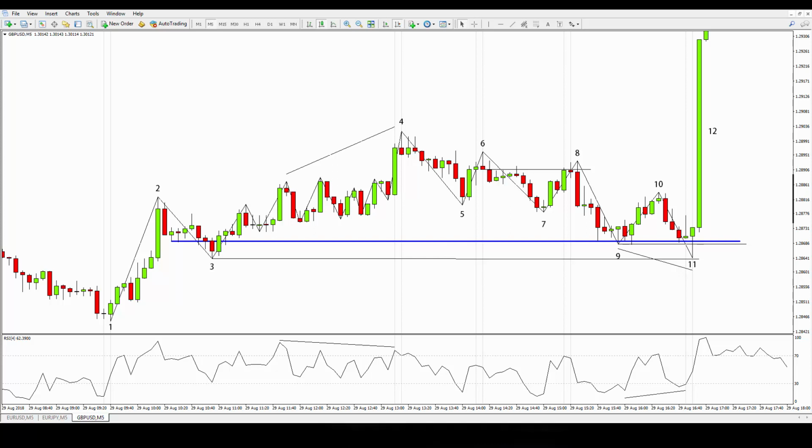In this chart we can observe two major flows very clearly. The major upward flow goes from number 1 to number 4, and the major downward flow goes from number 4 to number 11. Notice that between number 3 and number 4 we have several small higher highs and higher lows, but these would be classified in the minor flow according to my interpretation.